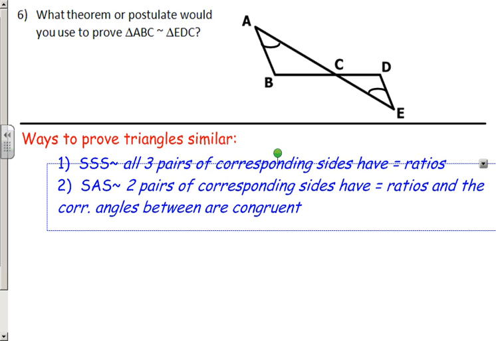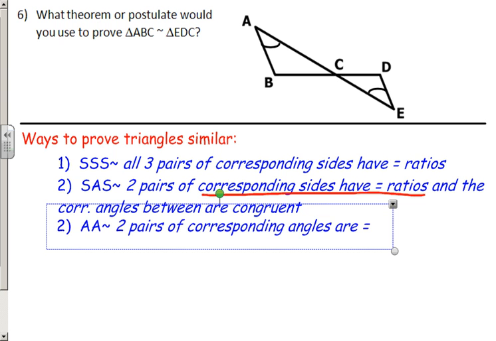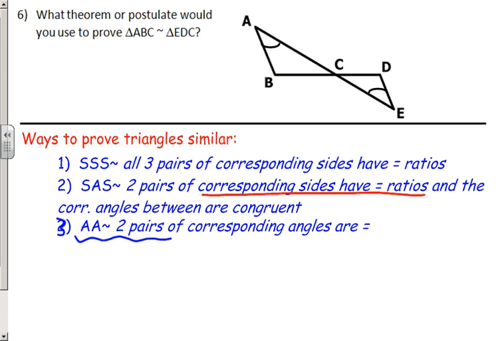You recognize, yeah, we did this in first semester with congruence, but now we're not talking about sides being congruent. We're talking about corresponding sides having equal ratios, or corresponding sides being proportional. All right, the third and final way to prove triangles are similar is by angle-angle similarity. Let me just correct that, it should say 3. So angle-angle similarity. I'm looking at this picture and I'm thinking angle-angle similarity.